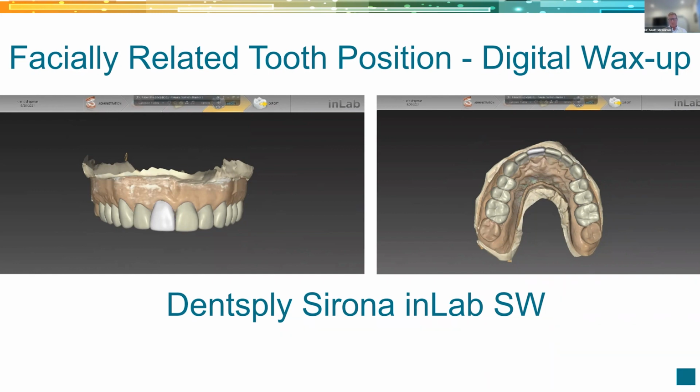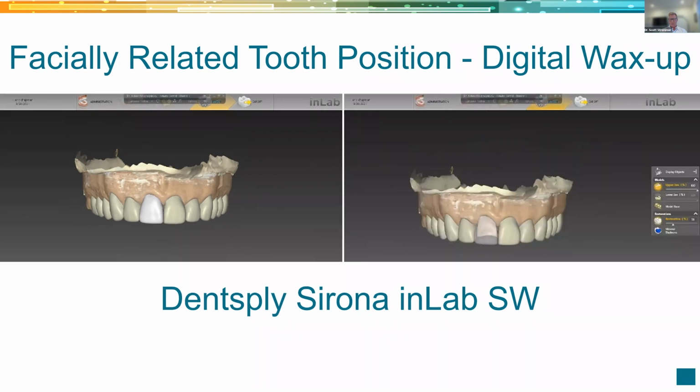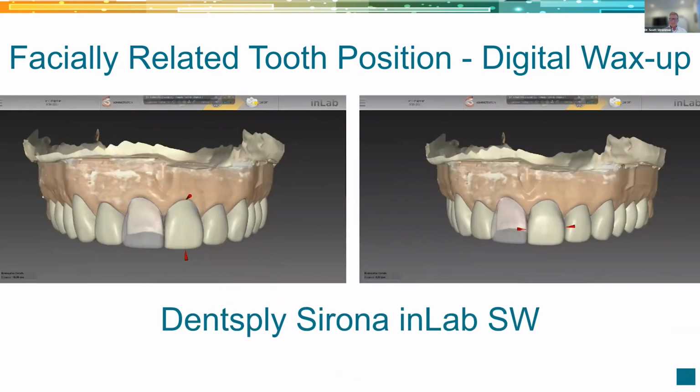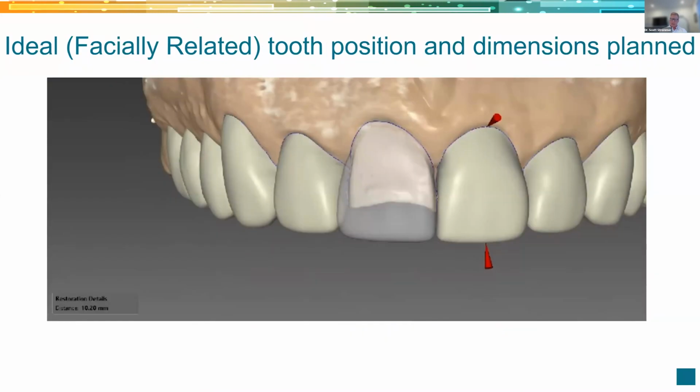You can get as deep as you want on this, but I just wanted to give you an example, and I'm by no means a master of this, but this is pretty quick and easy to do, just drawing some lines and getting some proposals. So here's the wax up. You can see our dimensions. We're following our recipe, or your technician could be following the recipe for you. Here we are, ideally, tooth position and dimensions are planned.